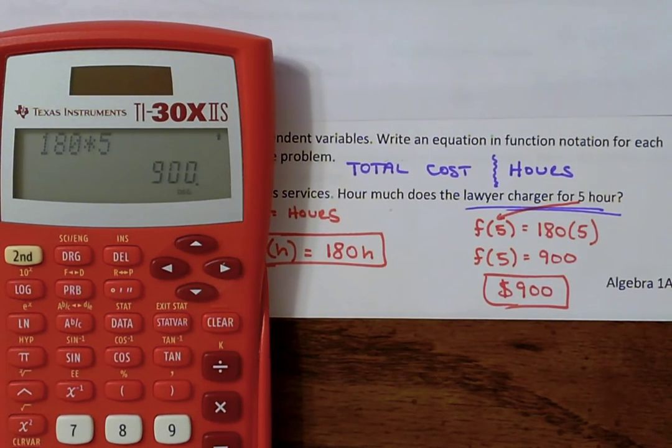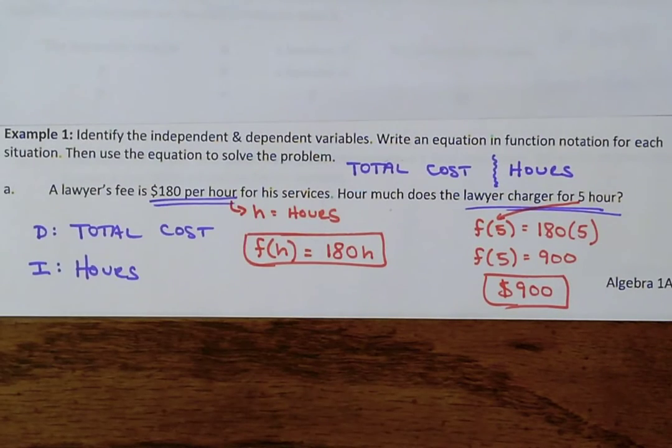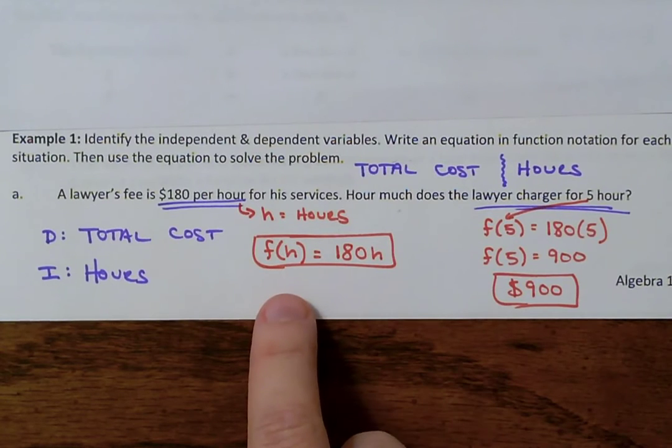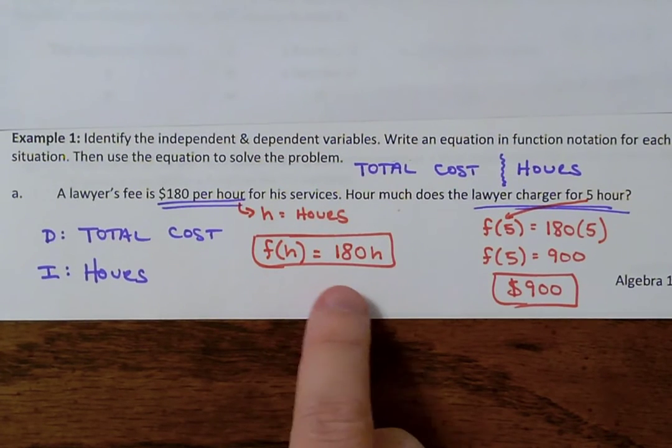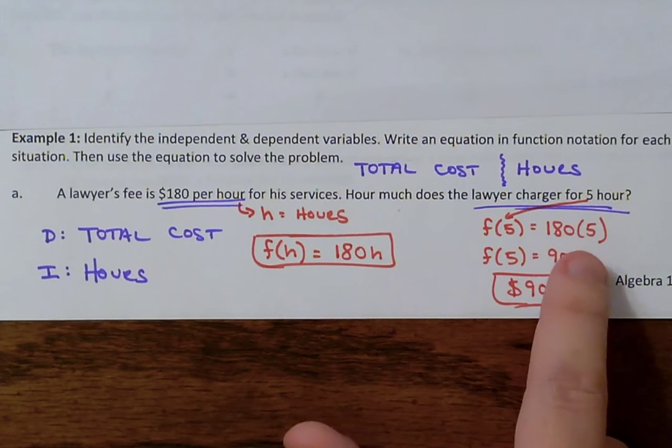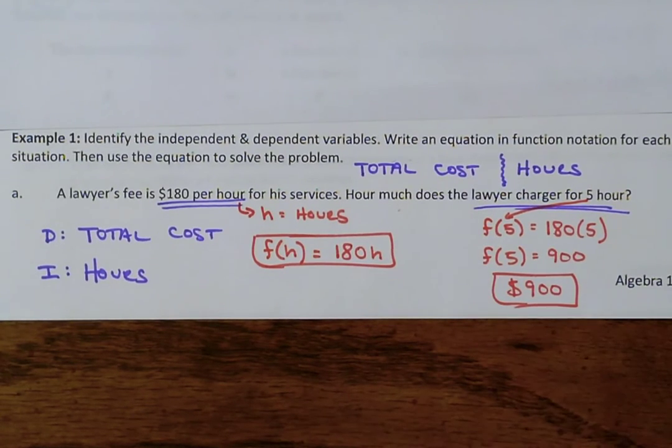All right, so that is how you solve these problems for example 1. You identify independent and dependent variables and set up a function. It's just like writing an equation. Think of this as y equals 180x. Then you plug 5 in for h and get your result at the end. There are a few more examples like this, which we'll look at for parts B and C, and then we'll take a look at example 2.